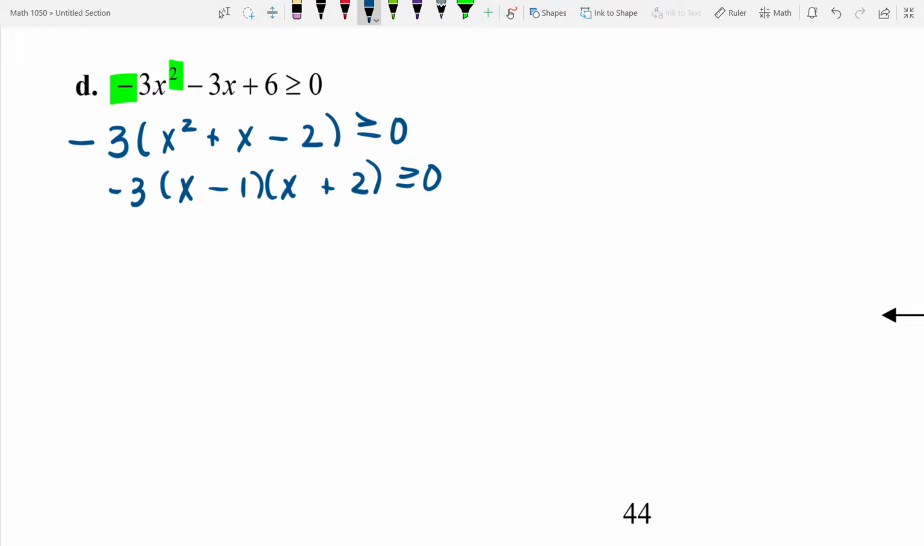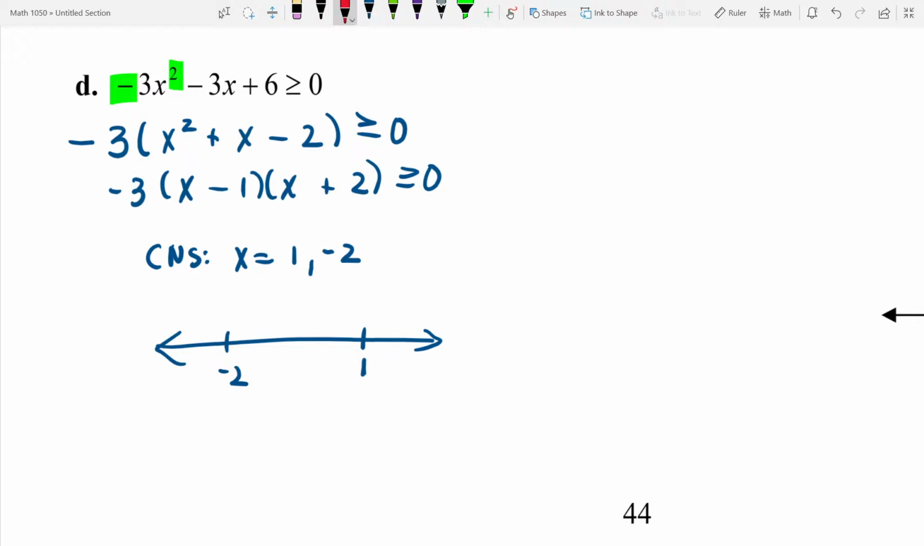Steps. What do I do now? Critical numbers. Does the -3 on the outside give you a critical number? No. What would have to be out there to give me a critical number? Some kind of an x. Yeah. The x minus 1 gives you a 1. The plus 2 gives you a minus 2. Okay? I'm just going to do my number line right here. -2 on the left, +1 on the right. Circles are going to be closed. And now I'm going to test.